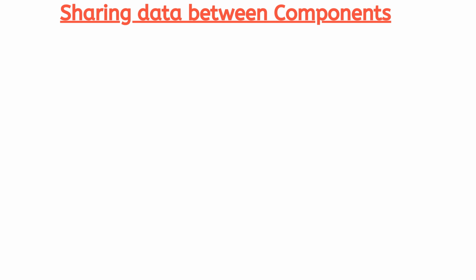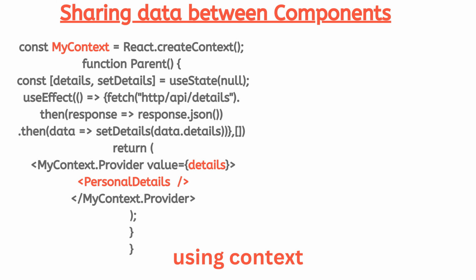So the next way to share the data between the React components is using context. The context is going to share the data for any component as long as it is wrapped on top of the main app component, so that it will be available to any component within the project. To wrap this context, if you see the return, MyContext.Provider, and we are passing the value equal to details, and we have a personal details component.